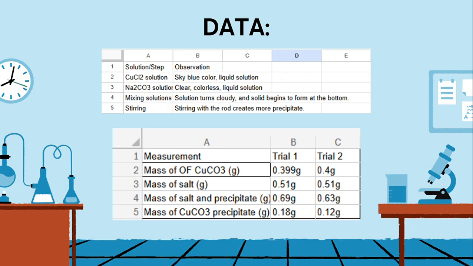For our measurements in trial 1, the mass of copper carbonate was 0.399 grams, and for trial 2 was 0.4. The mass of the salt was 0.51 grams for both trials. The mass of the salt and the precipitate for trial 1 was 0.69 grams, and for trial 2 it was 0.63 grams. And the mass of the copper carbonate precipitate for trial 1 was 0.18 grams, and for trial 2 it was 4.12 grams.